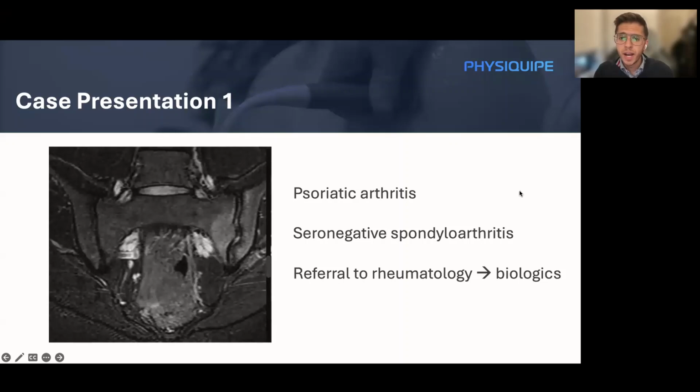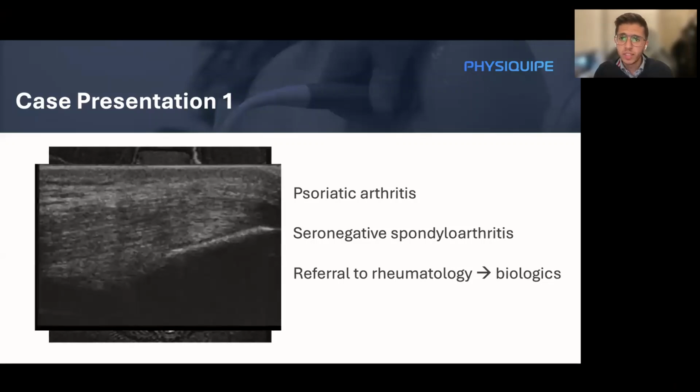He was referred to rheumatology, started on biologics, and a lot of that fluid cleared up really nicely, and his knee pain resolved drastically. So again, probably not a common case you'll see often. The incidence of seronegative spondyloarthritis in the general population is about 1 in 200. So you're not going to see it often, probably more so in the MSK clinics that most of you work in.